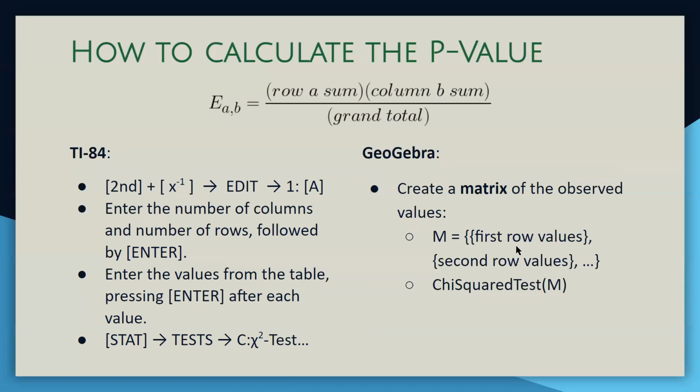And then each row goes inside those outer curly brackets as a regular list. So curly brackets and the numbers separated by commas. Once that matrix information is entered, you're just going to call chi-squared test with the matrix name.